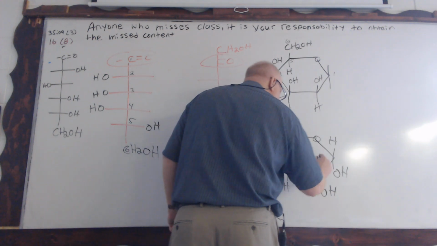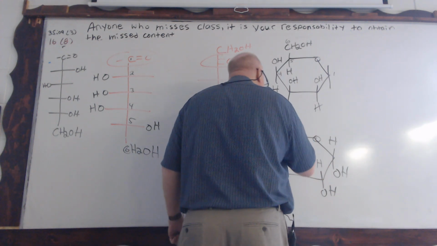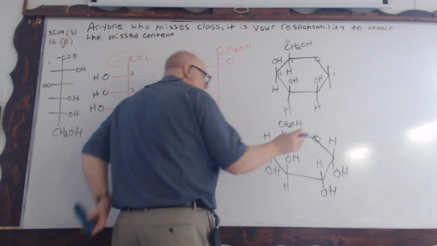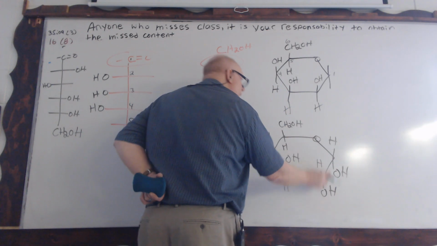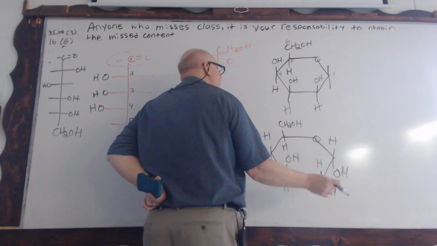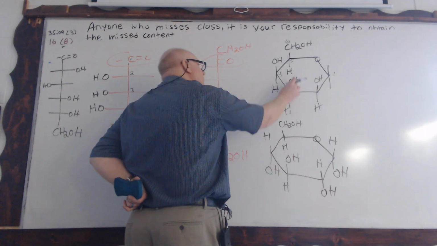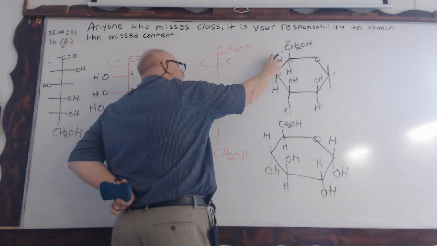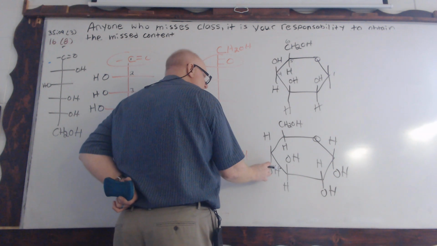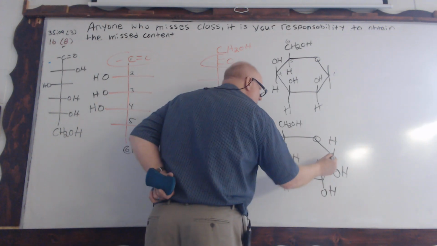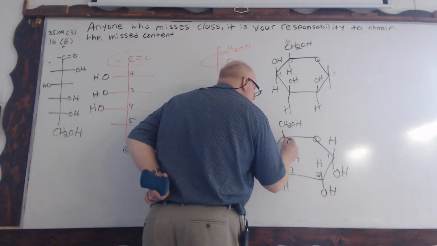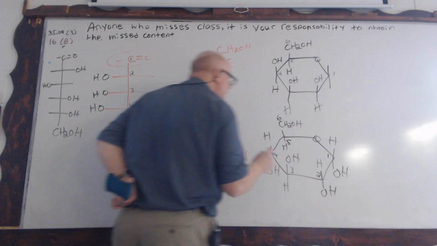Okay, and that's what we would have noticed between these two. On the right side it's down, on the left side it's up. This one was on the left side, so it is up. This one was on the left side, so it's up. This one's on the right side, so it's down. Remember, 1, 2, 3, 4, 5, and 6 is up here.